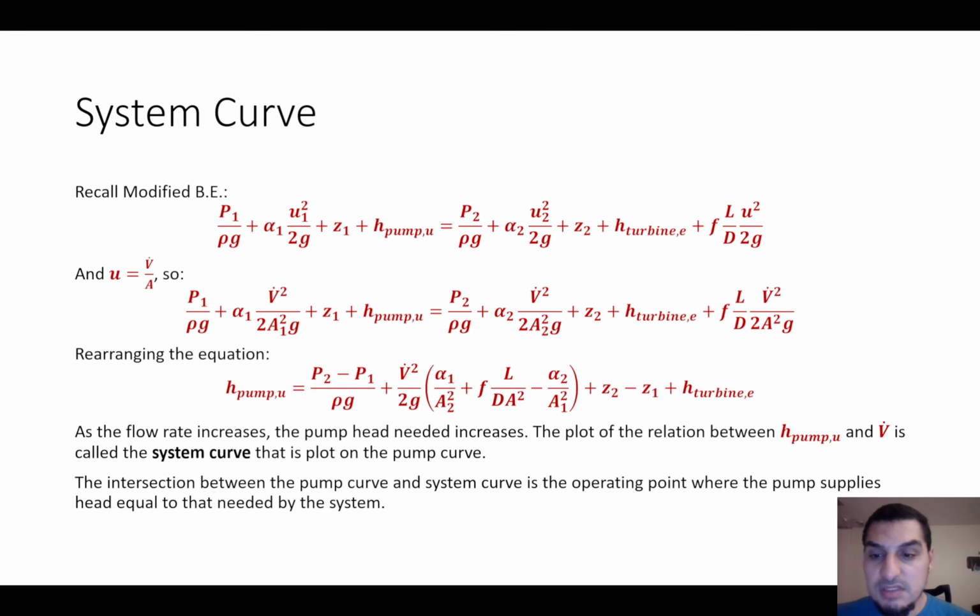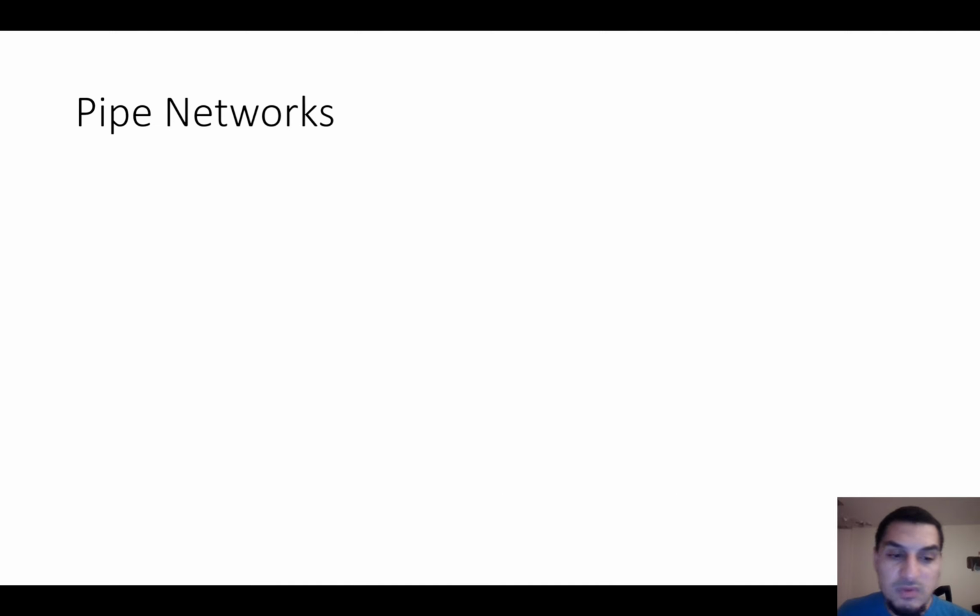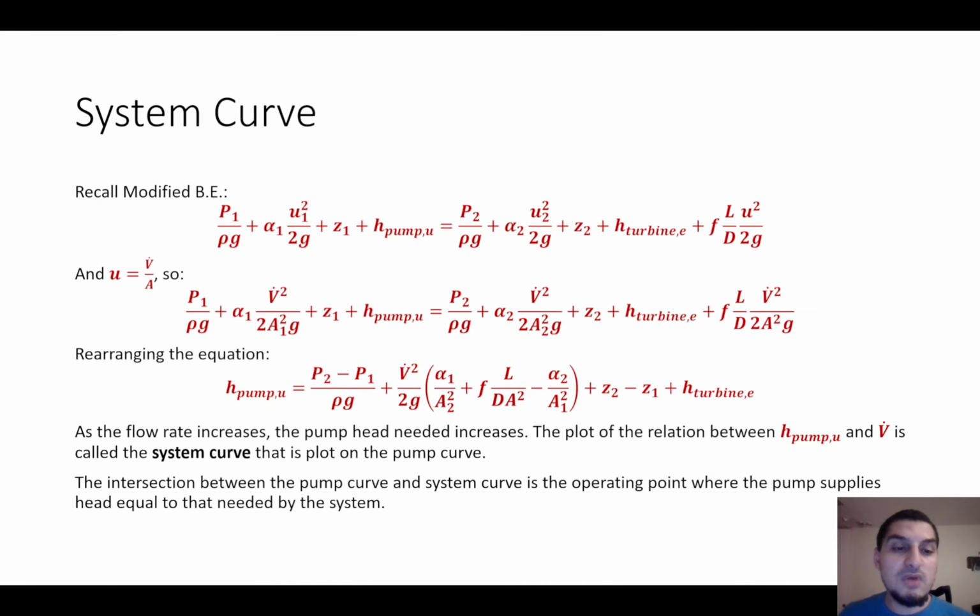So this is what we mean by a system curve, and the intersection between the two curves is what we call the operating line. This is a very important thing, and I hope I made it clear here.